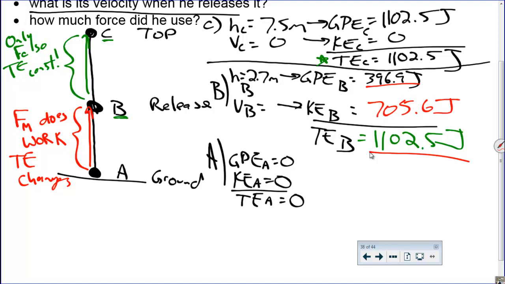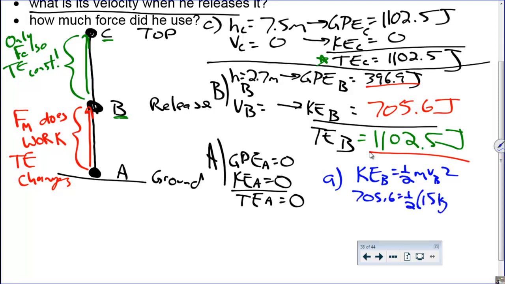Now, look at the things I can do. Question A said, what's the velocity at point B? The kinetic energy at B is 1/2 mass times the velocity at B squared. So 705.6 is the kinetic energy, and that's got to be half of the mass, 15 kilograms, times the velocity at B squared. Solving, divide, then square root, and you get about 9.7 meters per second, which is not bad. That's, I don't know, 22 miles an hour. So that's the velocity that he had.